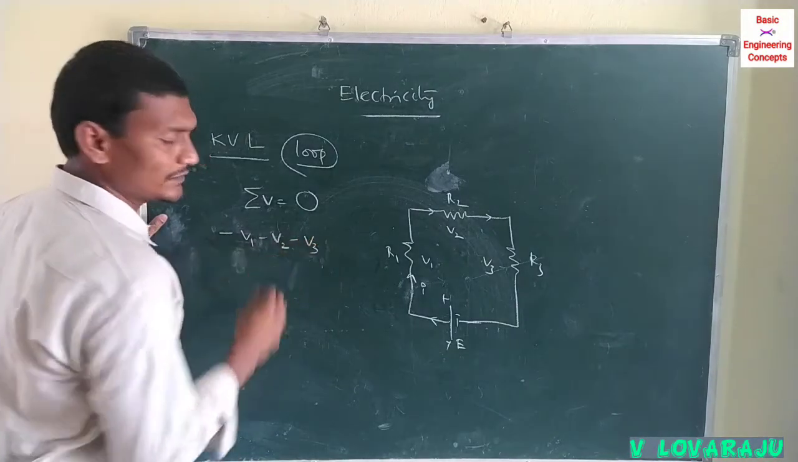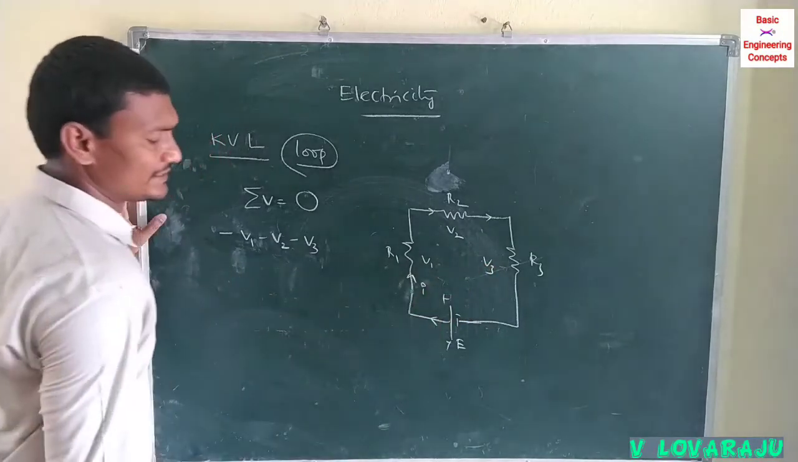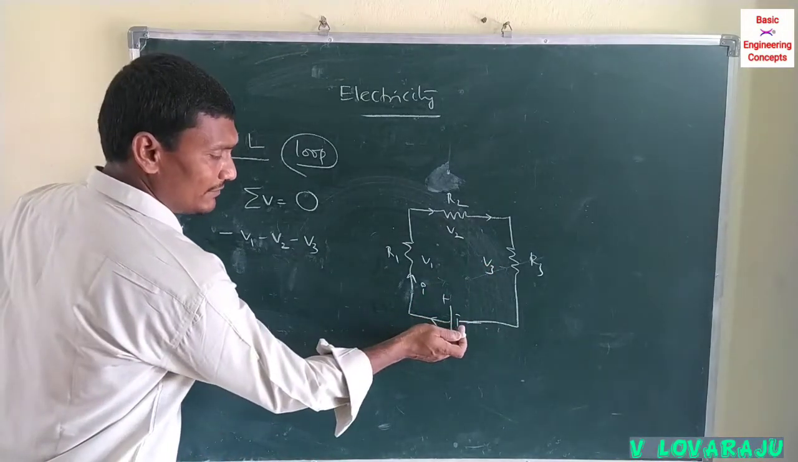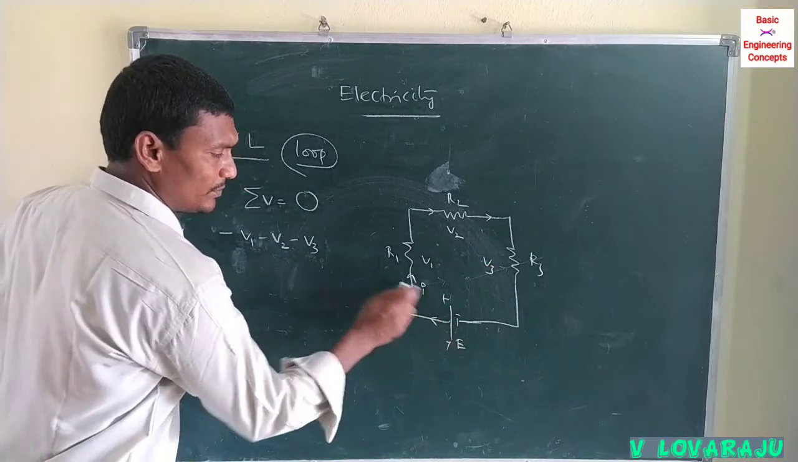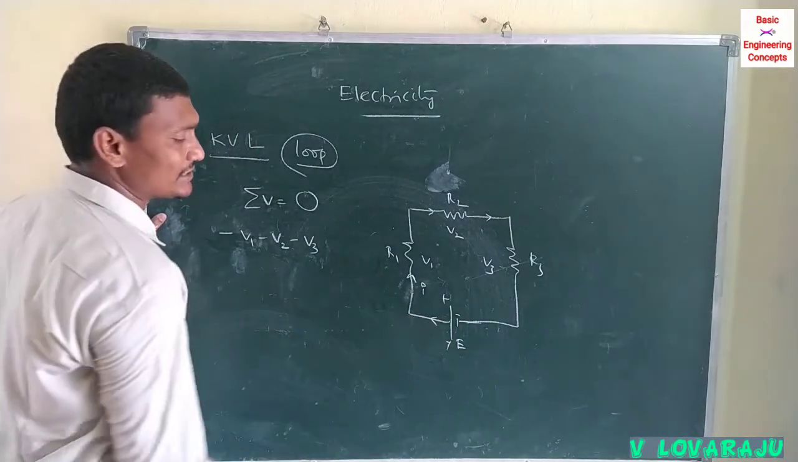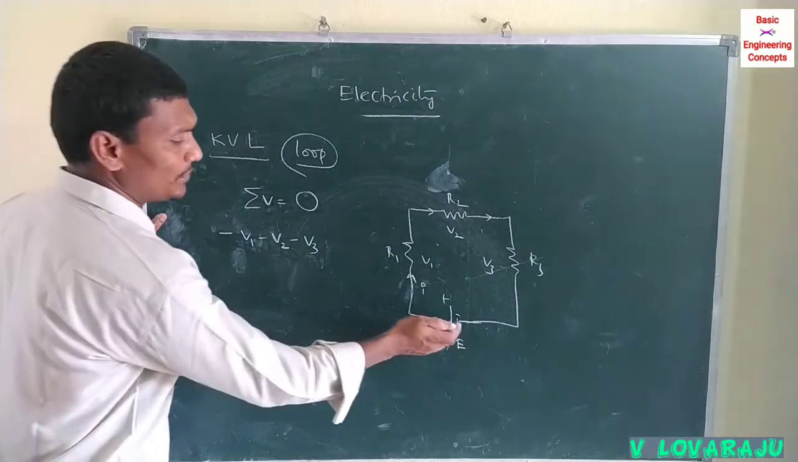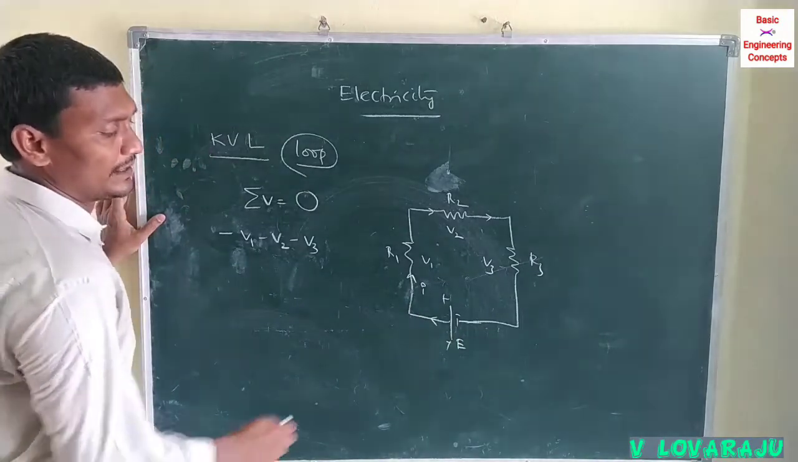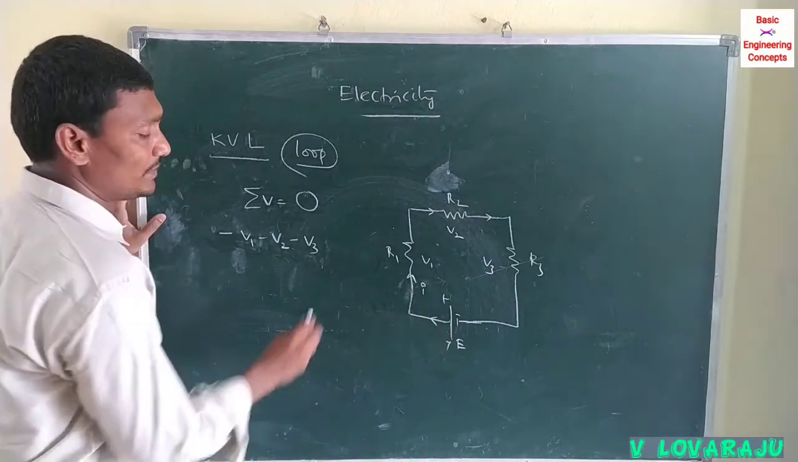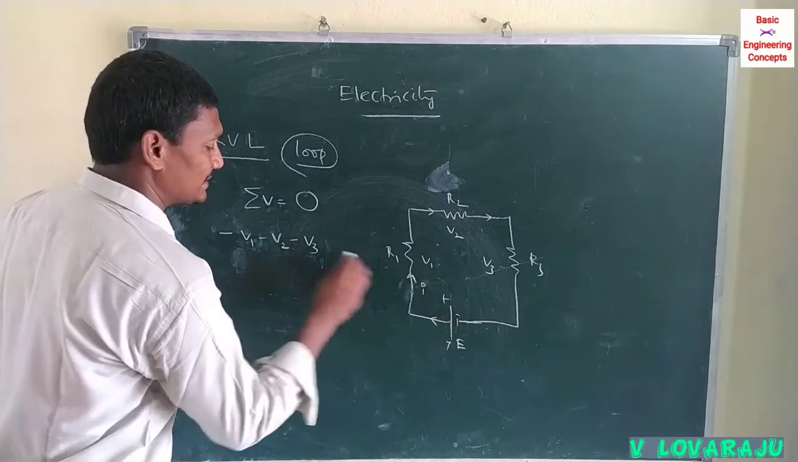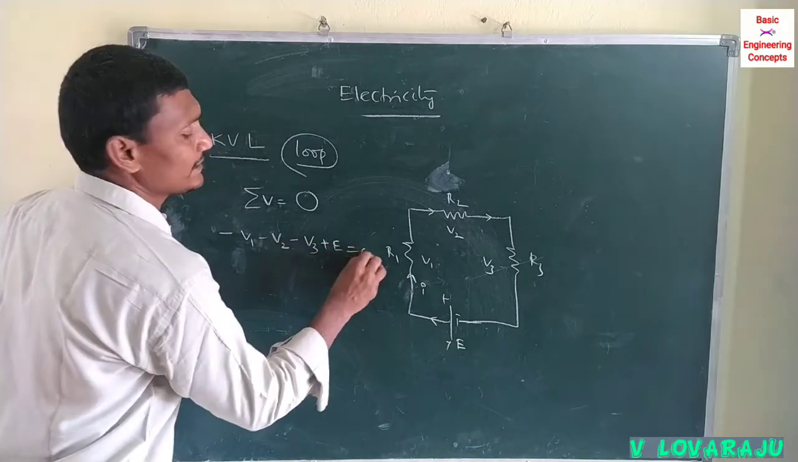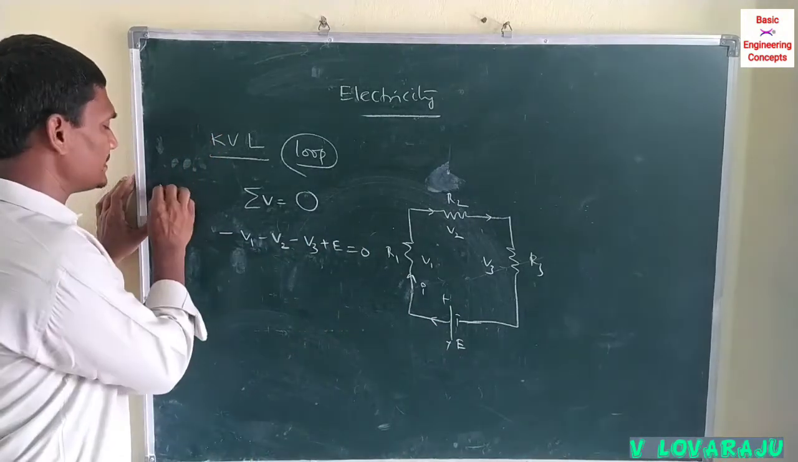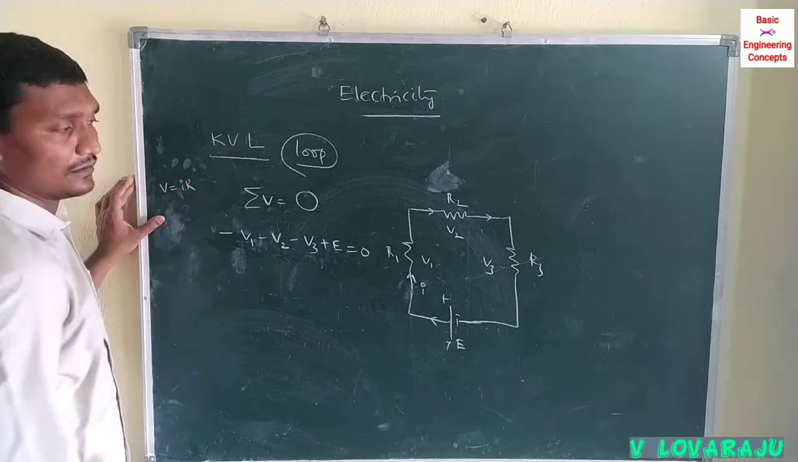Across the third resistor, the potential difference is minus V3. Whenever we move from the low potential terminal to the high potential terminal of the battery, the EMF of the battery is taken to be positive. That's why, going from minus to plus, we take plus E. The voltage, according to Ohm's law, is V equal to IR.